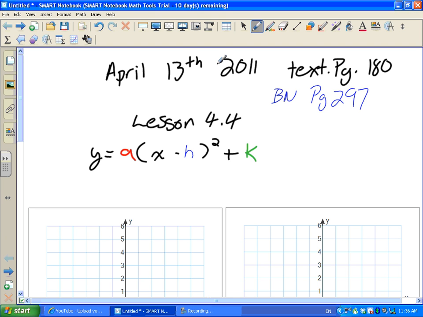Keith 2011, you guys are on text page 180, blue notebook page 297.